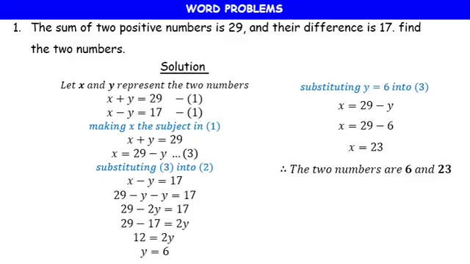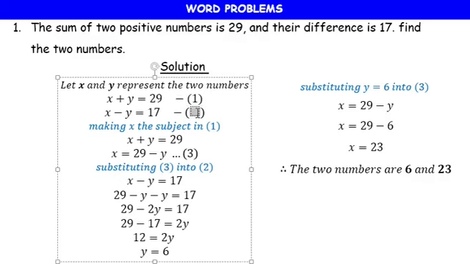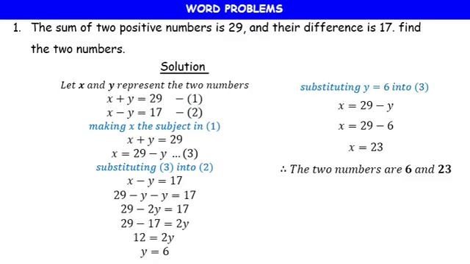Sorry for this mistake. Let me correct it. It's supposed to be 2, right? So x plus y is equal to 29. That's equation 1. x minus y is equal to 17. That gives us equation 2.